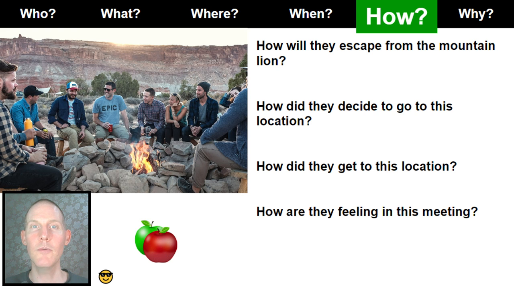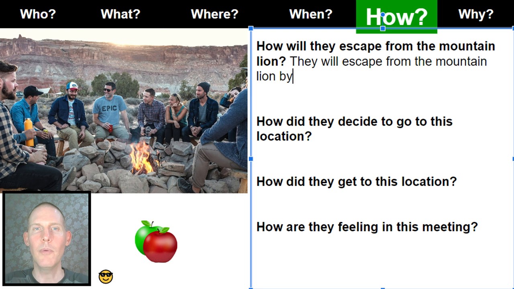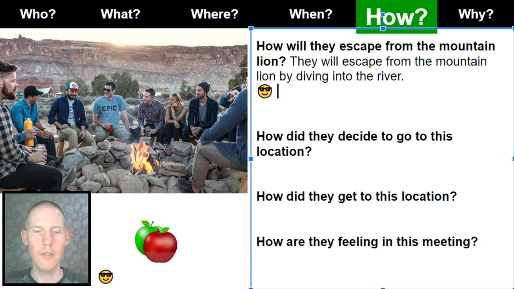How will they escape from the mountain lion? The full complete answer, they will escape from the mountain lion by diving into the river. Right? Maybe the mountain lion doesn't want to swim in the cold water, and they're like, we'll get in and we'll get away. Short answer, how will they escape from the mountain lion? By diving into the river. Right? Right, here we go.